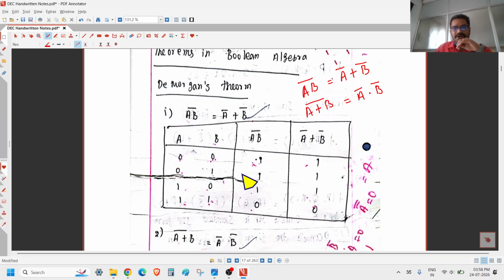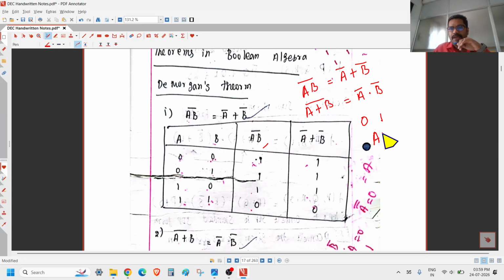So this is what the De Morgan theorem states: (AB) the whole bar is equal to A bar plus B bar, and (A plus B) the whole bar is equal to A bar into B bar, right? So this is the proof for the De Morgan theorem. We'll take one input, A as 0 and B as 1. Okay, so now we can check it.